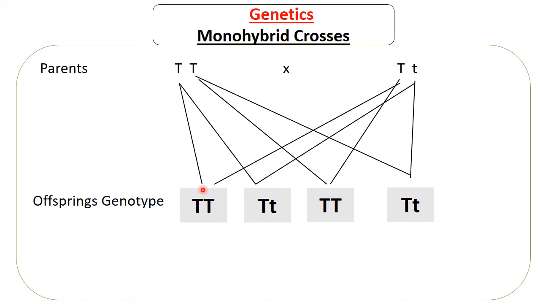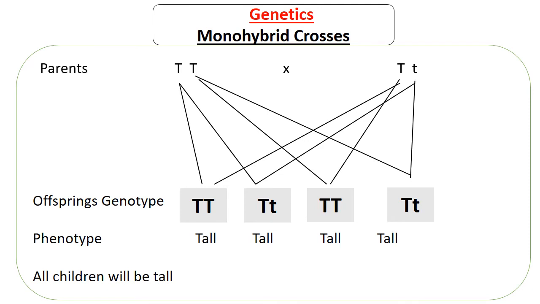The genotype shows that we're going to have homozygous dominant, heterozygous, homozygous dominant, heterozygous. This is the genotype. If you're a doctor, you can tell. But what is it that people are going to see, which is the phenotype? They are going to see this one to be tall, this one also to be tall, because this one is recessive. You cannot see it even if it's there. This one is also tall, and this one is also tall. So all the children are going to be tall, but two of them are pure tall, two of them are hybrid tall.